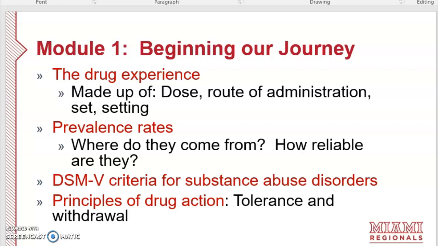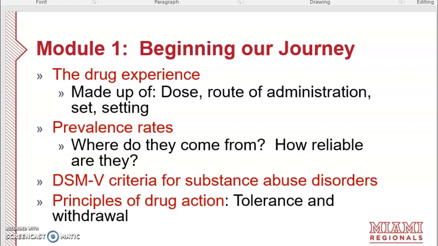Then we'll also talk about the set, or an individual's psychological expectations about what they think they're supposed to experience from the drug, and also the setting, the place where the drug is used. All of those can affect our drug experience.